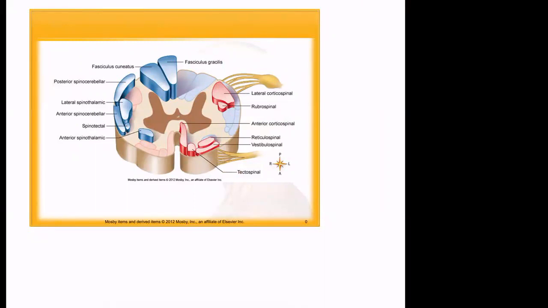The gray matter, again, is all of the dendrites and the cell bodies of the neurons. The white matter is white because of all of the myelin wrapped around axons. So all the white matter is just axons with myelin wrapped around it. That's why it looks white.